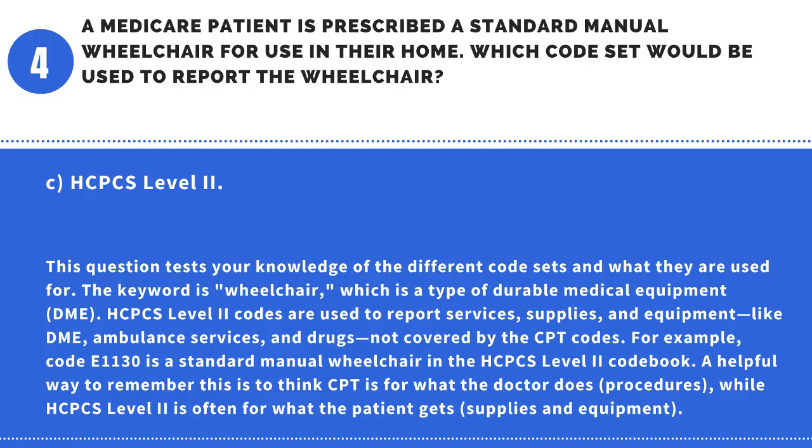This question tests your knowledge of the different code sets and what they are used for. The keyword is wheelchair, which is a type of durable medical equipment, DME. HCPCS Level II codes are used to report services, supplies, and equipment, like DME, ambulance services, and drugs, not covered by the CPT codes. For example, code E1130 is a standard manual wheelchair in the HCPCS Level II codebook. A helpful way to remember this is to think CPT is for what the doctor does, procedures, while HCPCS Level II is often for what the patient gets, supplies and equipment.